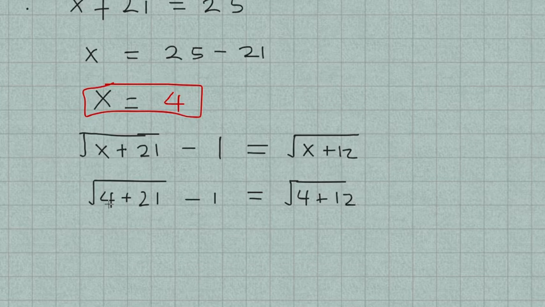So the square root of 4 plus 21. 4 plus 21 is 25, right? And the square root of 25 is 5. We have 5 minus 1, which is equal to the square root of 4 plus 12. 4 plus 12 is 16. Now the square root of 16 is 4. We have 4 here. So 5 minus 1 is 4, which is equal to 4. So our answer actually satisfies the equation. So x is equal to 4 is the solution.